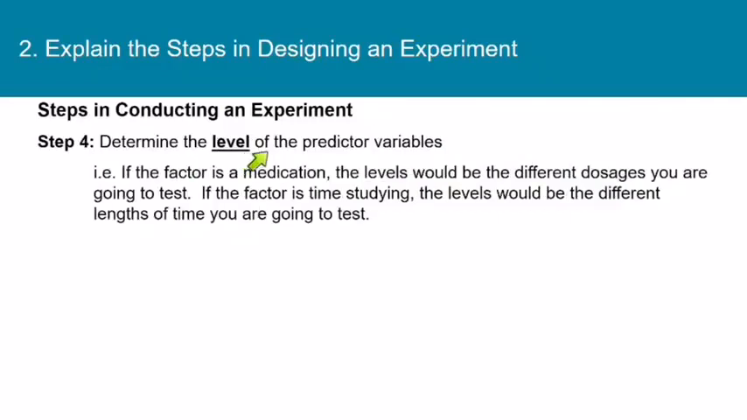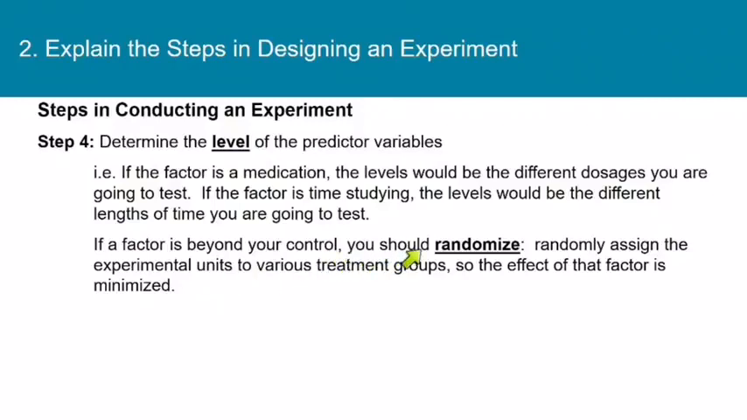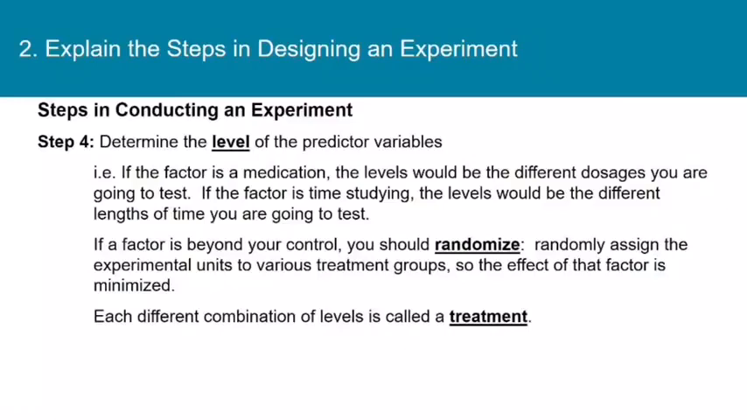Okay, then we determine the level of the predictor variables. For example, if the factor is a medication, the levels would be the different dosages you're going to test. If the factor is time spent studying, the levels would be the different lengths of time you're going to test. If a factor is beyond your control, you should randomize. Randomly assign the experimental units to various treatment groups so the effect of that factor is minimized. Each different combination of levels is called a treatment.